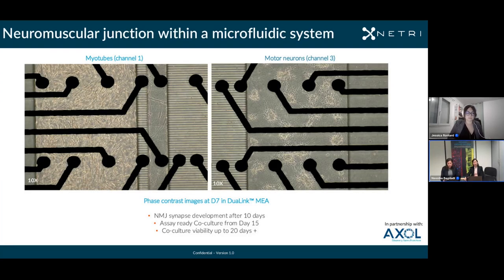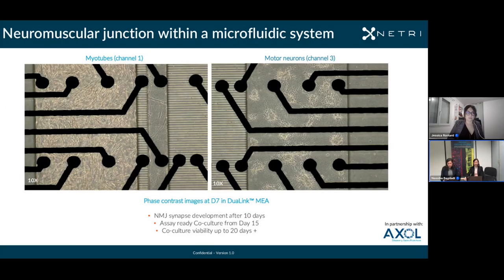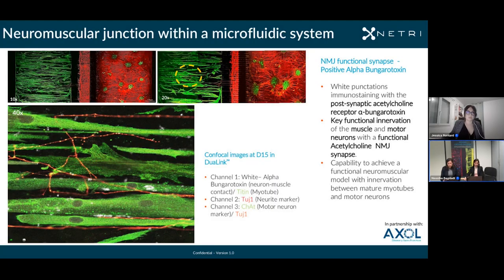Initial results show that the co-culture is viable in our microfluidic device for more than 20 days, making it possible to monitor electrophysiological recordings over time, with motor neuron extensions entering the muscle compartment as early as day 10. In these fluorescence images, you can see the artificially colored red extensions of the motor neurons going to the muscle compartment, artificially colored here in green.